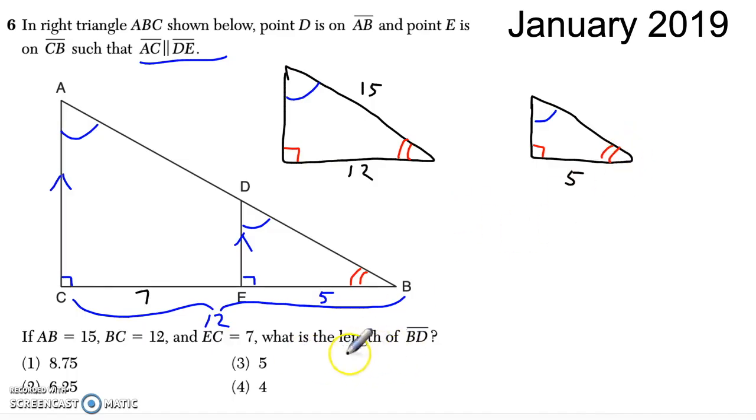And then finally, we're looking for the length of BD. BD is here, X. That's the little side, and the hypotenuse of the little triangle. So there we go. We've got our two triangles drawn separately. We marked all the corresponding angles so that we can see what corresponds.